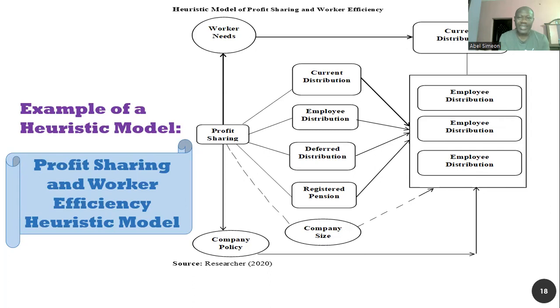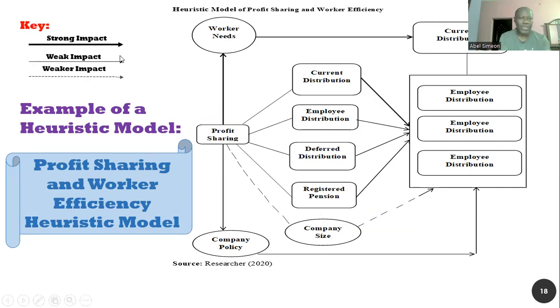Now, this profit sharing impacts on the worker's need. And the worker need also talks about the current distribution, because when this current distribution is implemented, then the workers are very, very happy. And there's a key. The bold arrow means a strong impact. The thin arrow is weak impact, and the dotted arrow is a very weak impact.